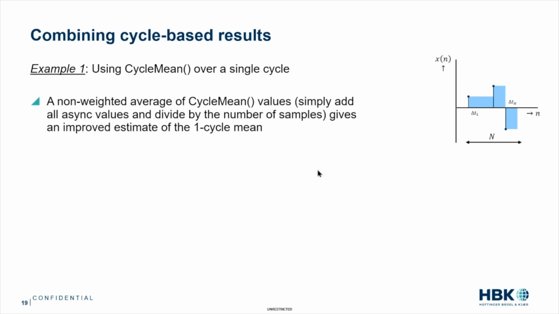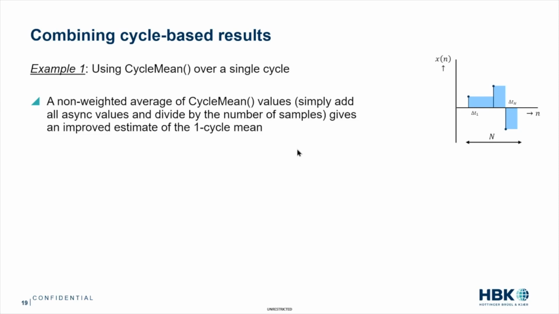So what now happens if we take the non-weighted average of those samples? We just take the sample values, add them together and divide by the number of samples. If you look at what that means, it gives you an improved estimate of your one cycle mean, because you are doing 3 observations of the cycle mean, albeit with slightly different cycle duration, and you're averaging out the variation in cycle duration. So what you get in the end is an improved estimate of your cycle mean. But this is a non-equidistant signal.